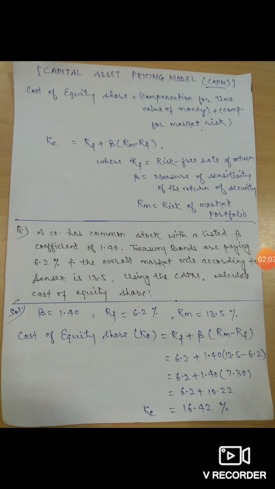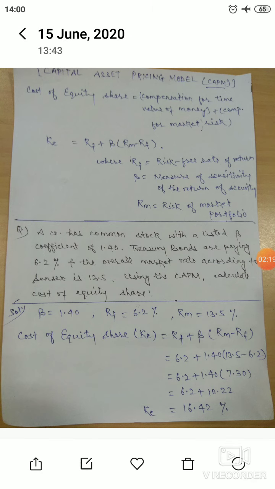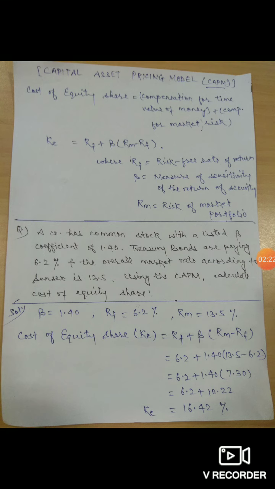Now I am taking a question here in order to make the concept very clear to you all, and the details are that a company has common stock with a listed beta coefficient of 1.40. Treasury bonds are paying 6.2%, and the overall market rate according to Sensex is 13.5. Using the CAPM model, calculate cost of equity shares.